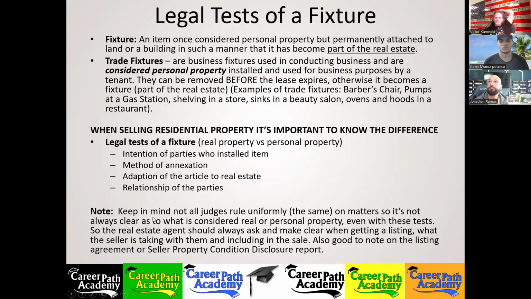So it's not always clear as to what is considered real property and what is personal property, even with these tests. So the real estate agent should always ask and make clear when getting a listing what the seller's taking with them and including in the sale, and what they'll leave behind. It's also good to note on the listing agreement or the seller's property condition disclosure report.